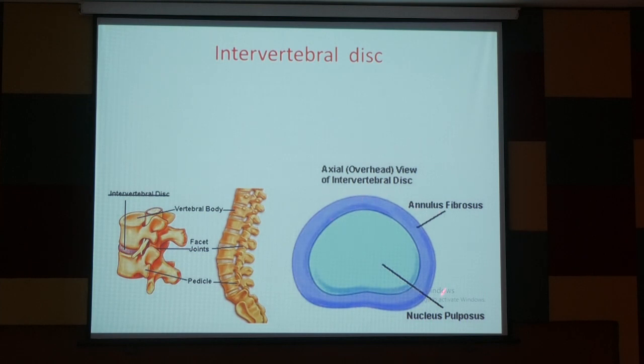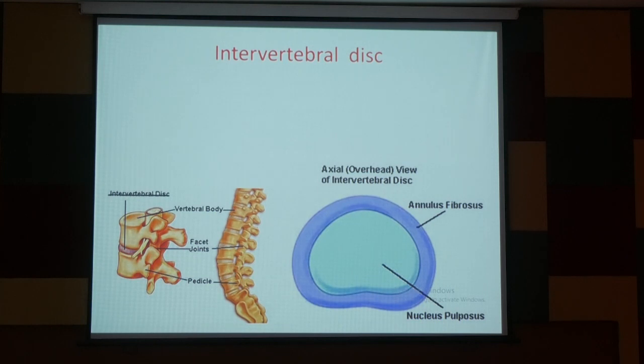This marginal part of the disc, which is zoomed out here, we call the annulus fibrosus, which is annular, or encircling. And it has a central part. We call this central part the nucleus pulposus. Am I clear? So it has two components: the central part, the nucleus pulposus, and the annulus fibrosus, which is fibrous.